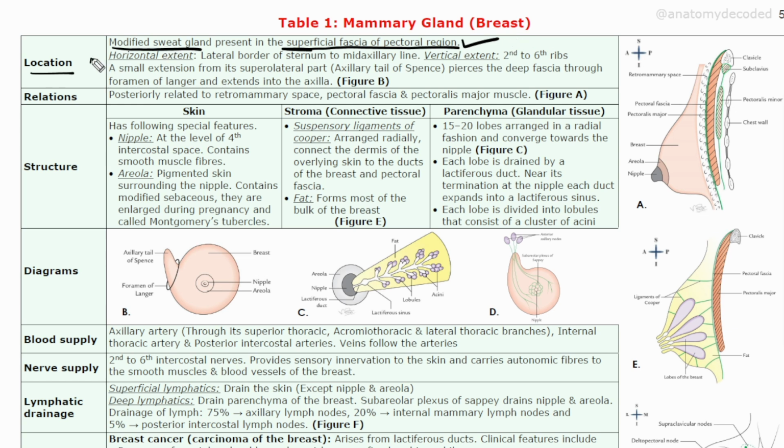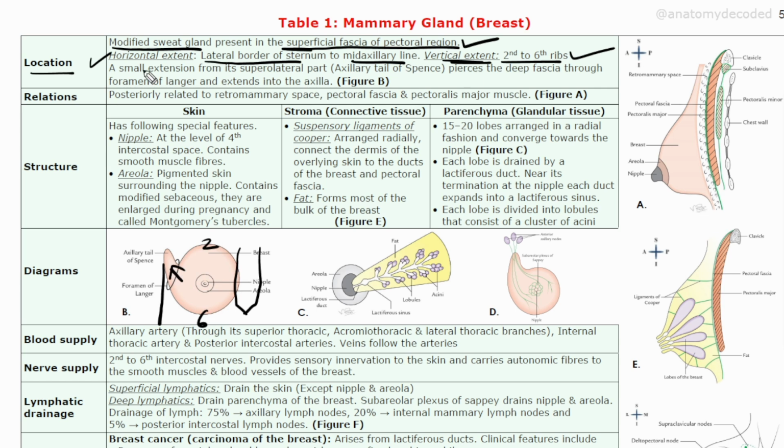And what is the horizontal extent of mammary gland? It extends from the lateral border of sternum, if we consider the sternum bone here, to the mid axillary line, at the level of axilla. So mammary gland extends between these two parts. And vertical extent is between the second to the sixth ribs. So second rib, sixth rib, that is the vertical extent.